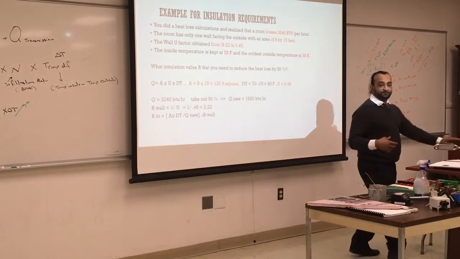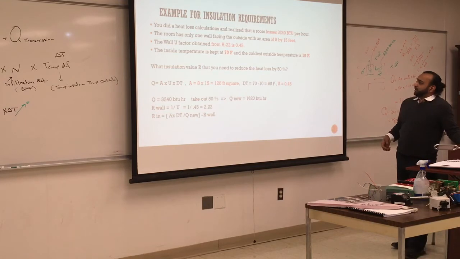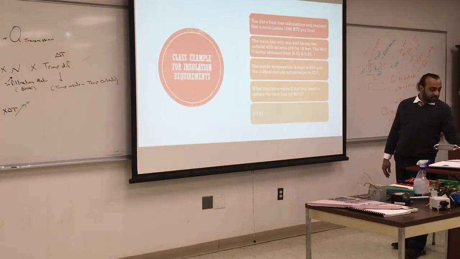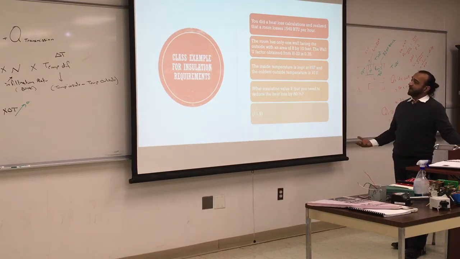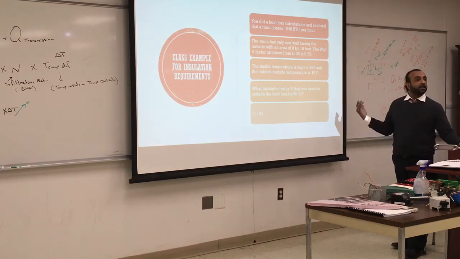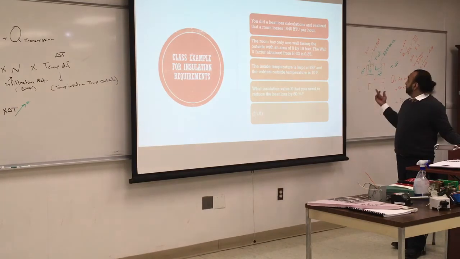This is the new one. Change the U factor, get the BTU to 50% off. 2.22, when you add, you get the idea. You're not gonna have to do that exactly, but at least you can calculate for the new heat loss when you need to.